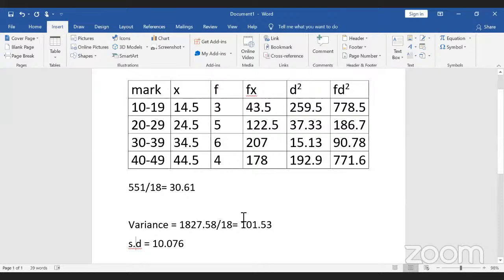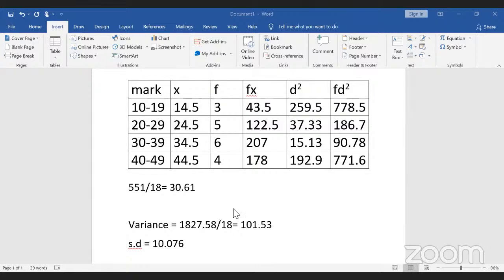The question was, the log table gave us that for you to get variance, you get sigma f into bracket x minus x bar, close the bracket, you square, then over capital N. But for us, we are working with d squared, sigma f d squared over capital N, or over sigma f. Can somebody try to link the two for us?